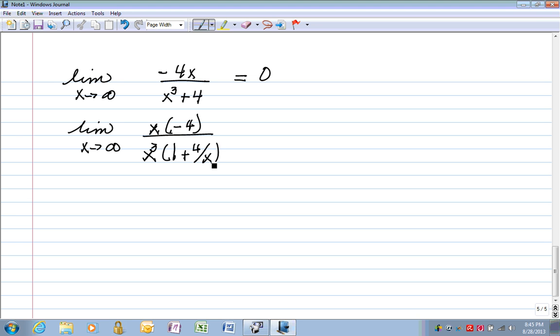Okay, now I'm cool. Except I took out an x cubed, so this is an x cubed times negative 4x, and this is x cubed plus 4. This factors out and reduces to x squared on the bottom. So you are left with a negative 4 at the top, and at the bottom you have x squared. As x goes to infinity, 4 over big is going to be a big fat 0. 1 plus 0 is 1. 1 times x squared is truly big, so negative 4 over big guy is going to equal 0.